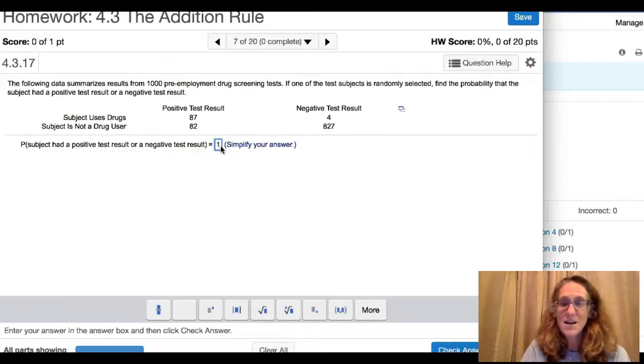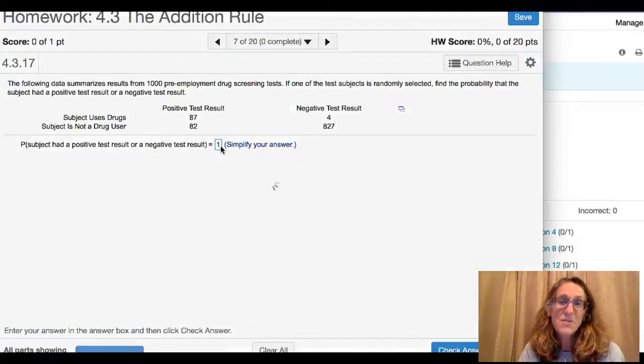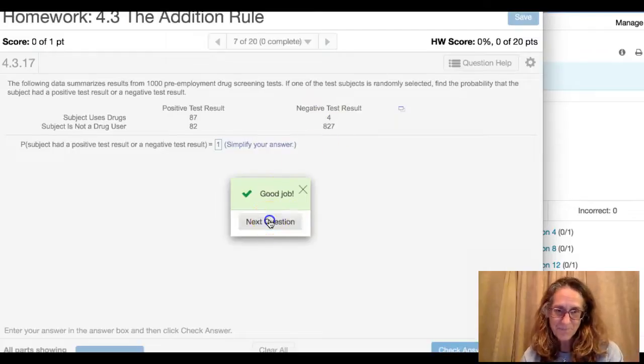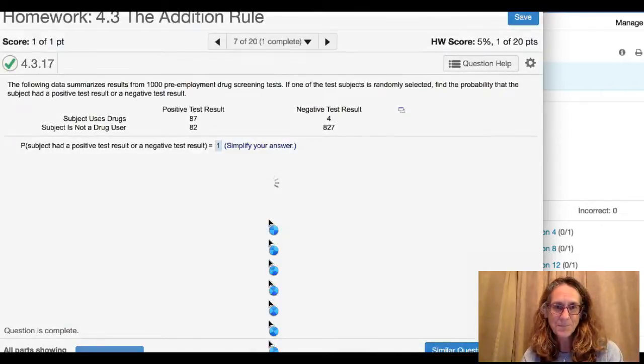It is 100%. So you could use the addition rule, but you'd basically be adding 169 out of 1,000 to 831, adding those together out of 1,000, and you get 1,000 out of 1,000. Let's look at the next one.